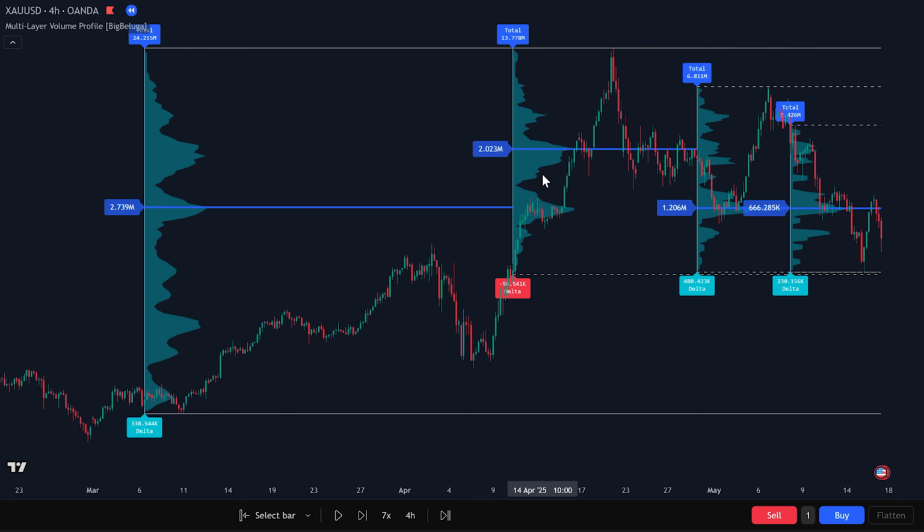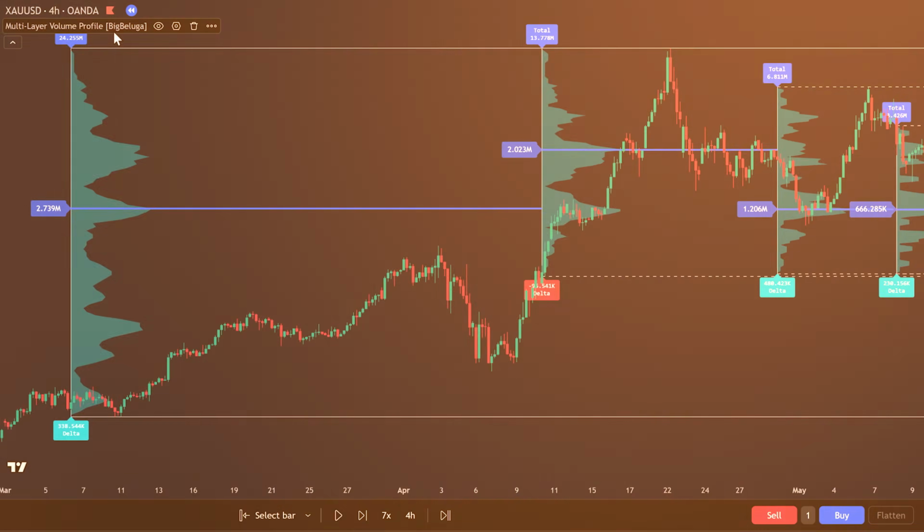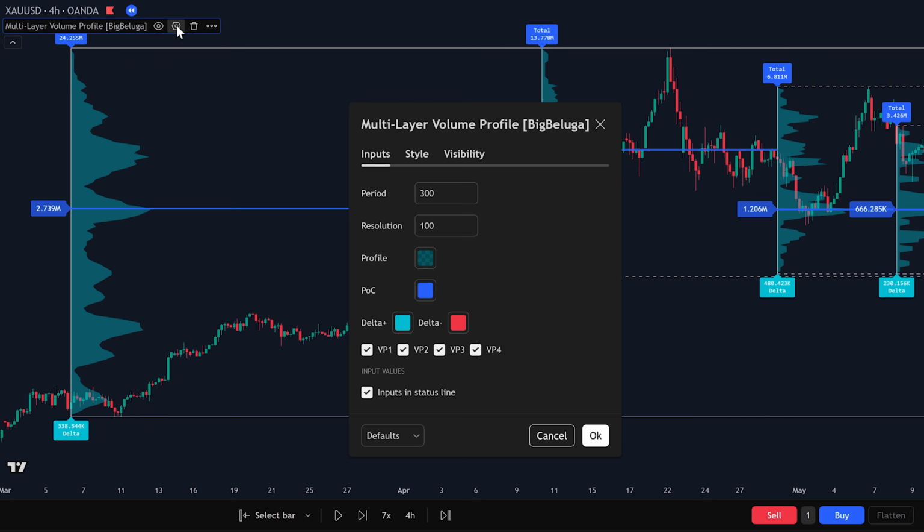Put all these clues together, and the chart gives you a clear roadmap of where price might stall, bounce, or break. That knowledge lets you plan trades with more confidence and less guesswork. Let's go over the indicator settings.